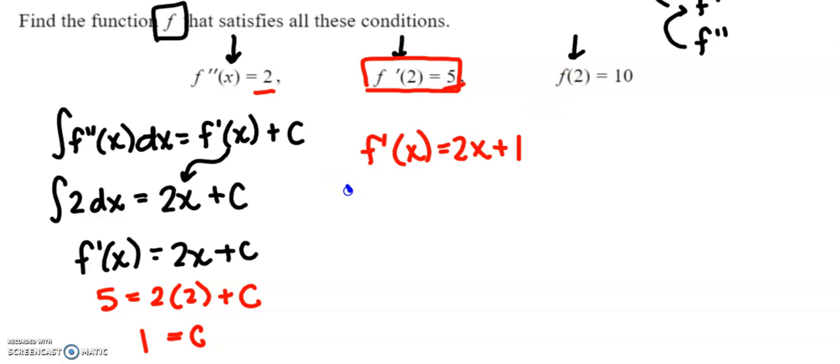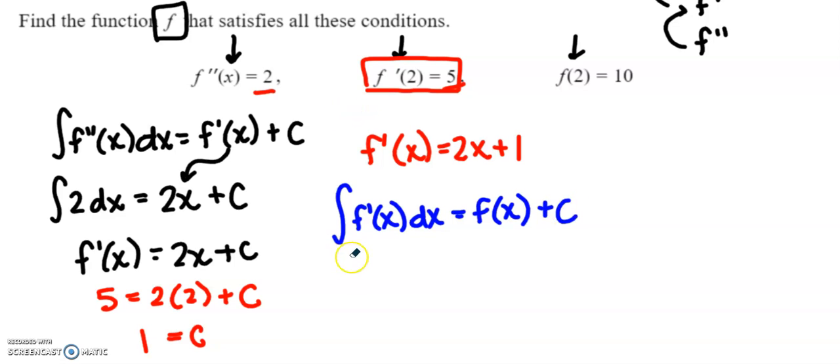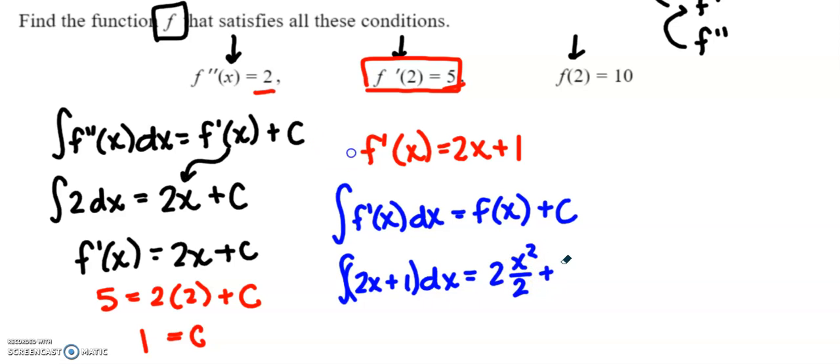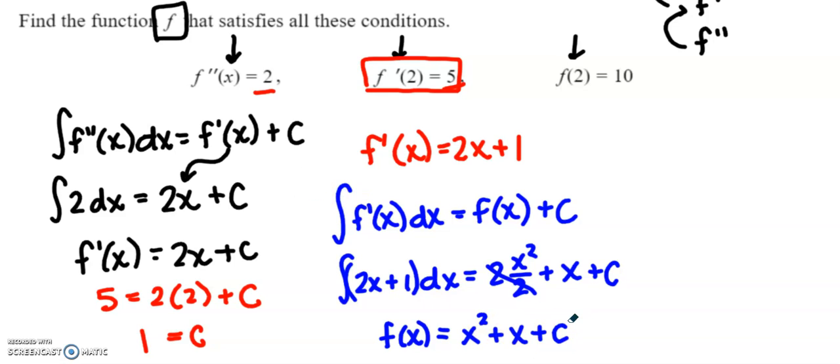Well, I know that if I take the antiderivative of f prime of x dx, I'll end up with f of x plus c. So the antiderivative of 2x plus 1 is going to be equal to, leave a 2 there, this will become x squared over 2 plus 1x plus c. So what I have just found is that f of x equals x squared plus x plus c.